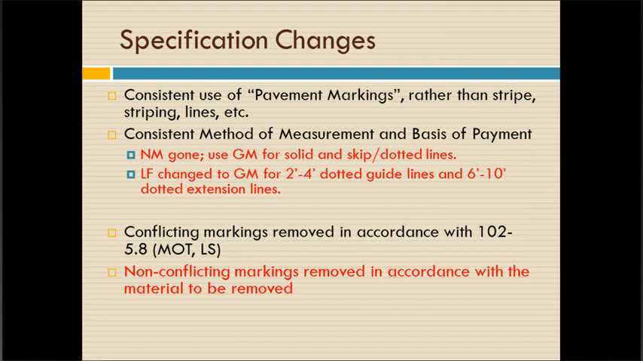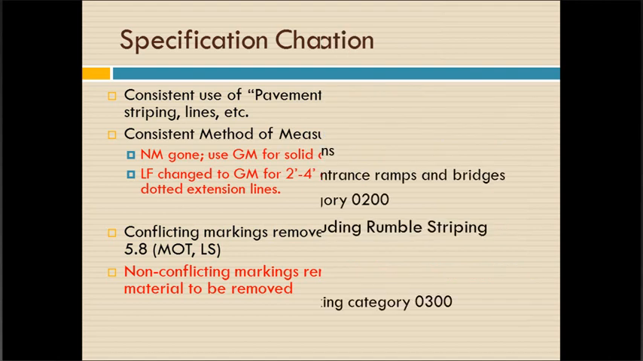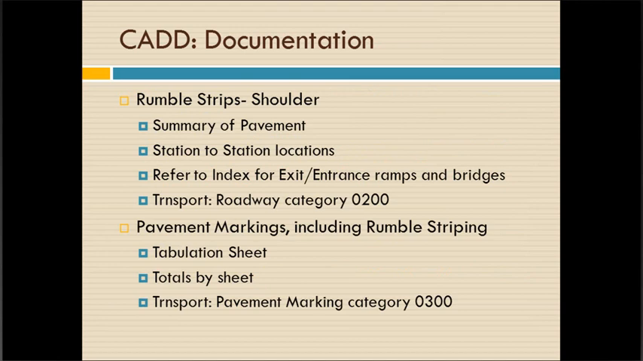But again, we need to ensure that any of those conflicting markings are already addressed in 102-5.8 for MOT, and it's only those that are non-conflicting markings that we pay separately for. And those really, for most projects, the non-conflicting markings should be very few, other than for maintenance applications. At this point, I'm going to turn it over to Denise for information on the CAD documentation.